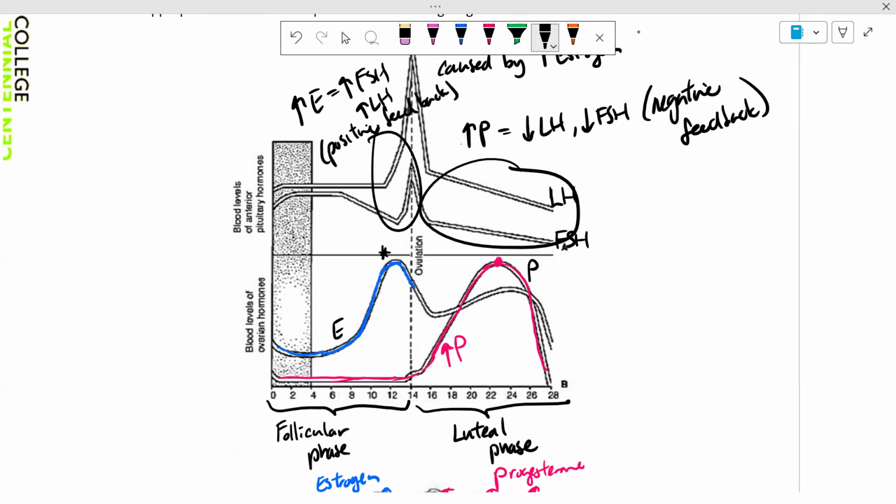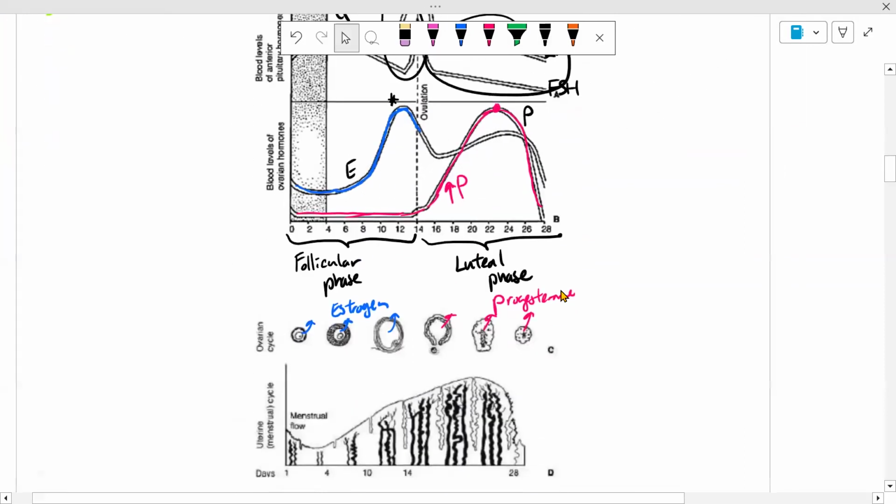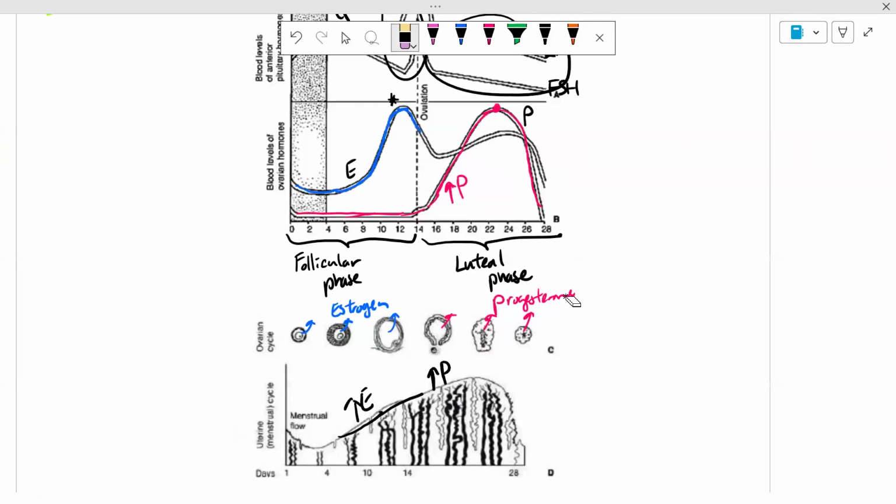Okay. And I want you to take a look at the endometrium here. This is the menstrual flow at the beginning, but then as estrogen increases, the endometrium gets thicker, thicker, thicker. And then over here, after the ovulation, the progesterone is going to take over. But then you have this rapid shedding, like a sudden decrease. That's because the progesterone was gone, right?